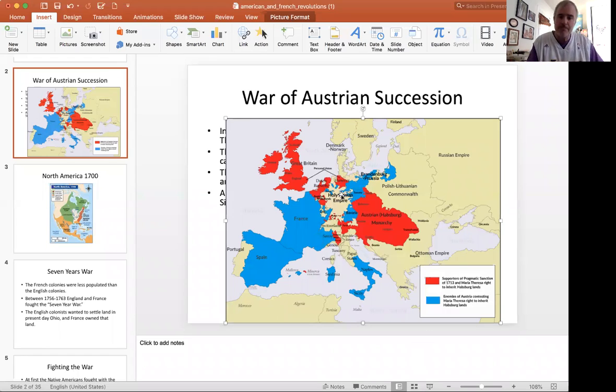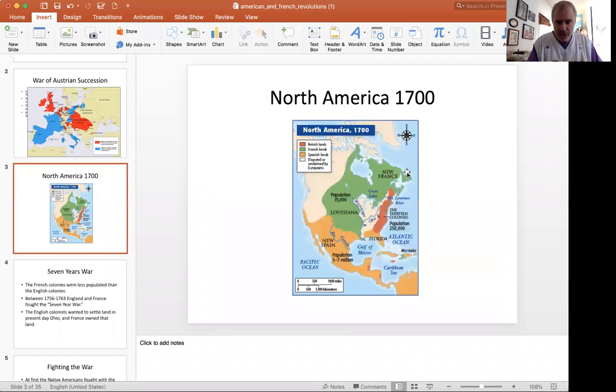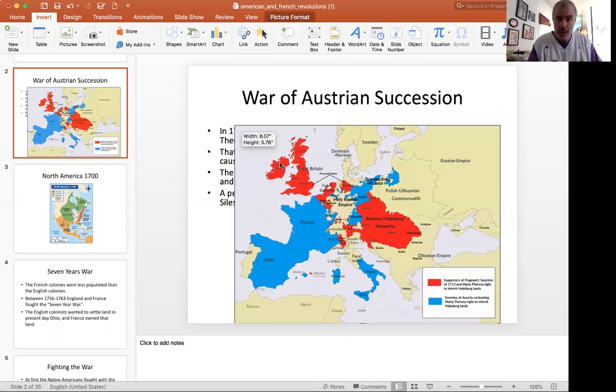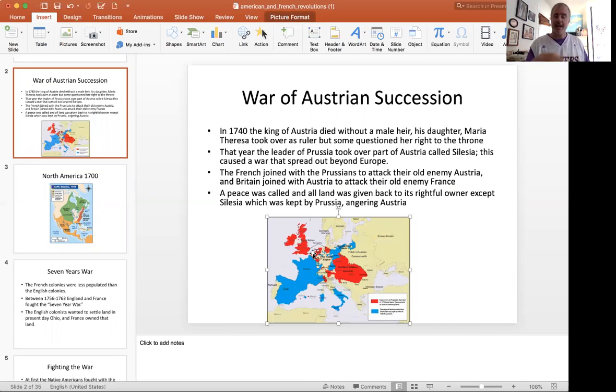They take Silesia, which caused Austria to declare war on them. France, who's kind of an enemy of the Holy Roman Empire, sees Austria as a rival. They declare war on Austria. Britain, who's an enemy of France since the 100 Years' War in the 1300s and 1400s, they declare war on France. And we have most of Europe at war. On top of that, the English take land here in Canada from the French. The French take land in India from England. This is widespread war.